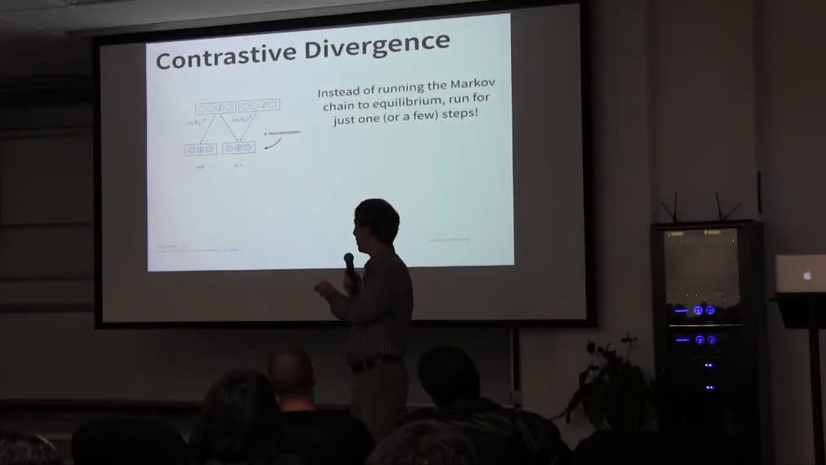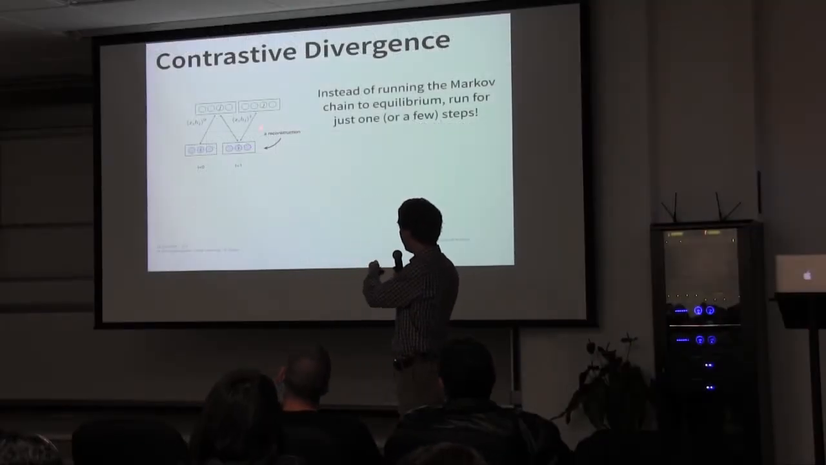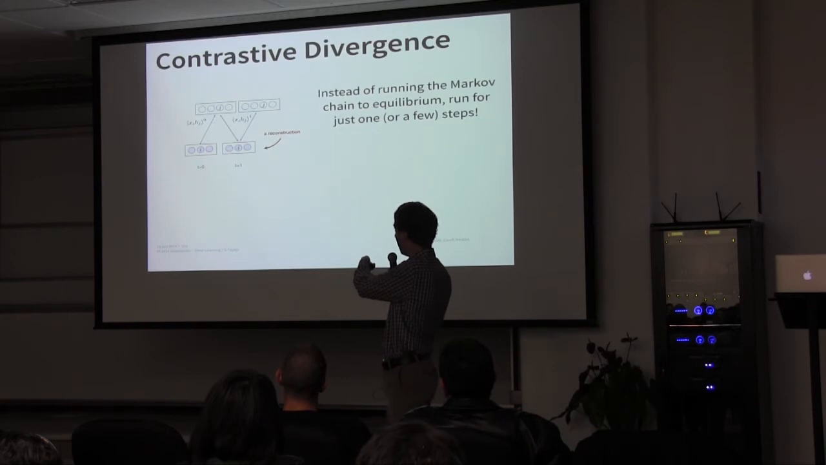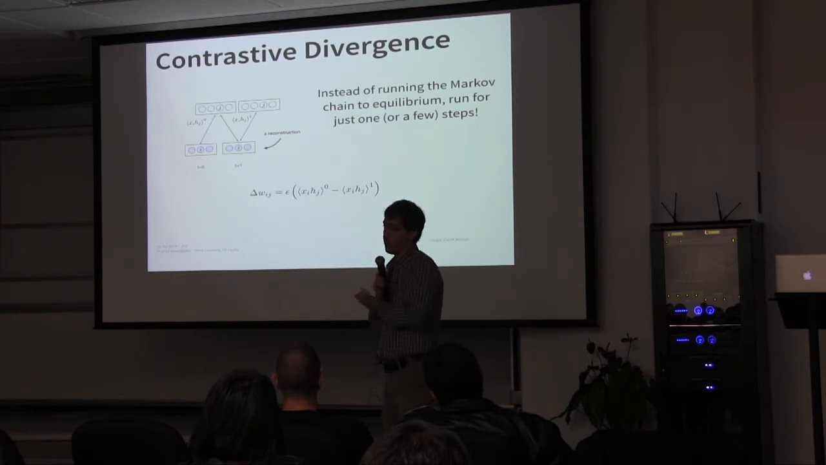And instead of using the fantasy data and the fantasy hiddens after running this chain to thermal equilibrium, why don't we just use the one-step reconstruction of the data and the one-step update of the hiddens? And that's what we use for weight updates. So this is called CD1, where you just do a one-step up and down and up.